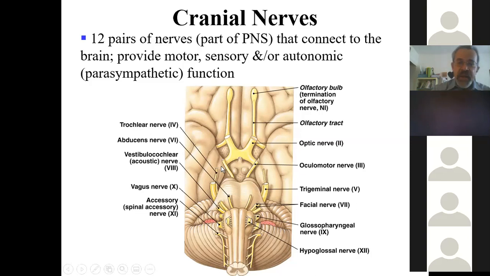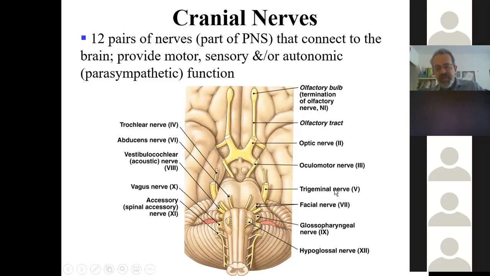Okay. Now, when we're talking about sensory and motor nerves, olfactory and optic, because they're bringing information into the brain, they are both sensory. Optic and olfactory, they're both sensory. Cranial nerves 3, 4, and 6, because they're controlling muscles, they are motor. 3, 4, and 6.